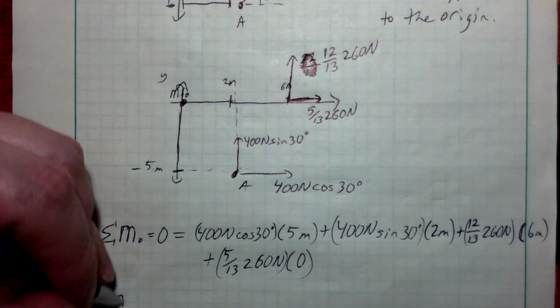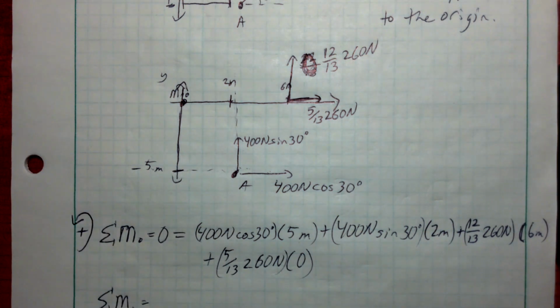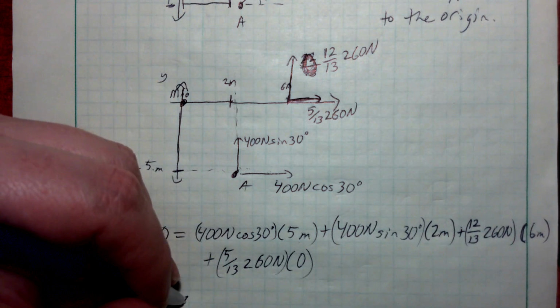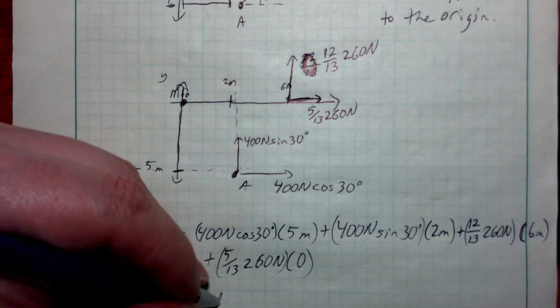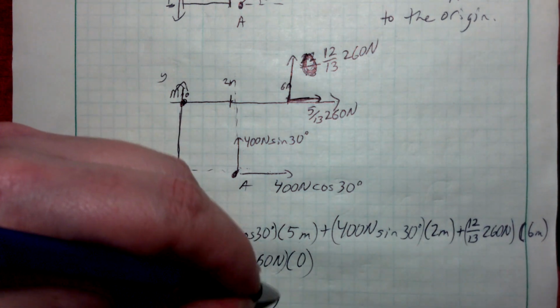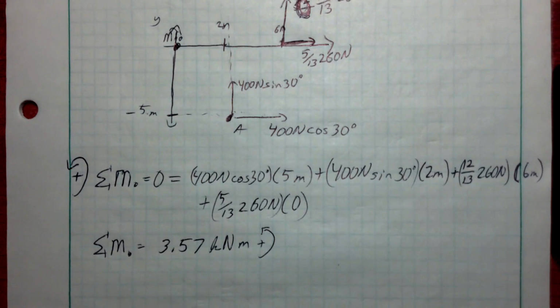I'll let you pause here, find the value, and add these up. I have written here in my notes, if you're getting something different, tell me: 3.57 kilonewton meters, and that is, of course, clockwise. You don't have to draw this. If you've made it clear over here, you wouldn't have to draw it there.